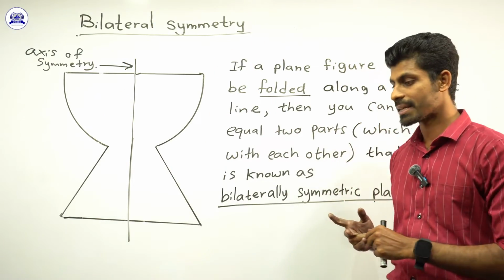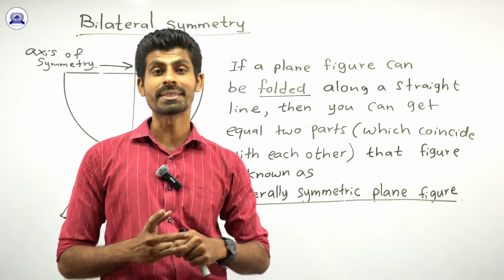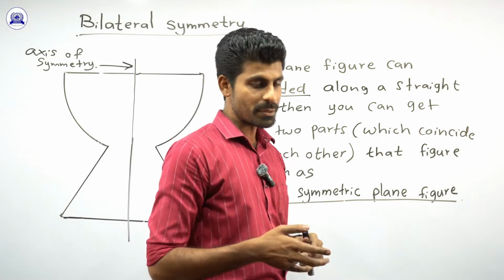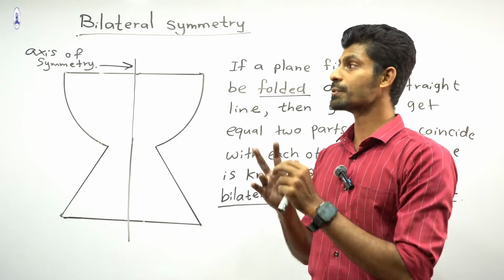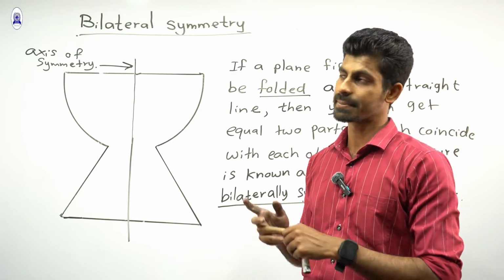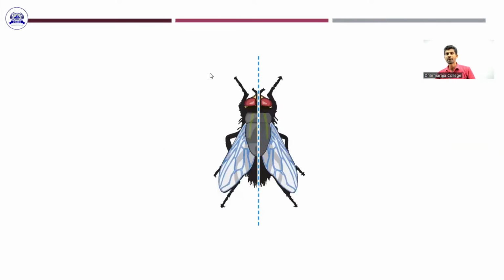Let's quickly move to some examples of bilaterally symmetric plane figures. I created a presentation for you. By using that, I will show you what the bilaterally symmetric plane figures are and how to draw the axis of symmetry on those figures, right? Shall I move to a few examples? Look at the shapes. In our environment, we can find so many objects and things. We can take those as bilaterally symmetric plane figures.